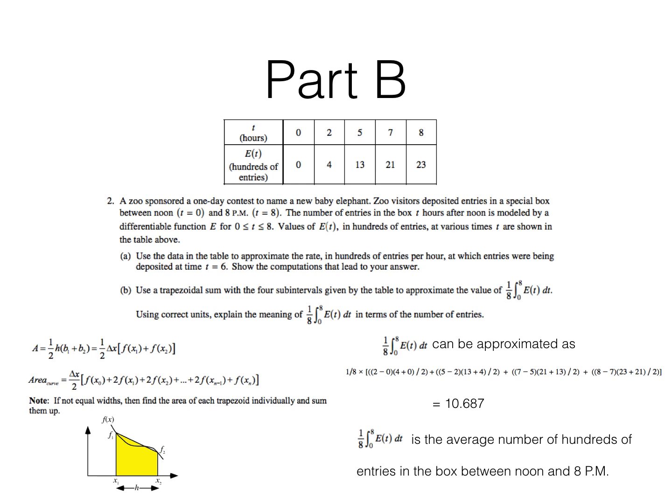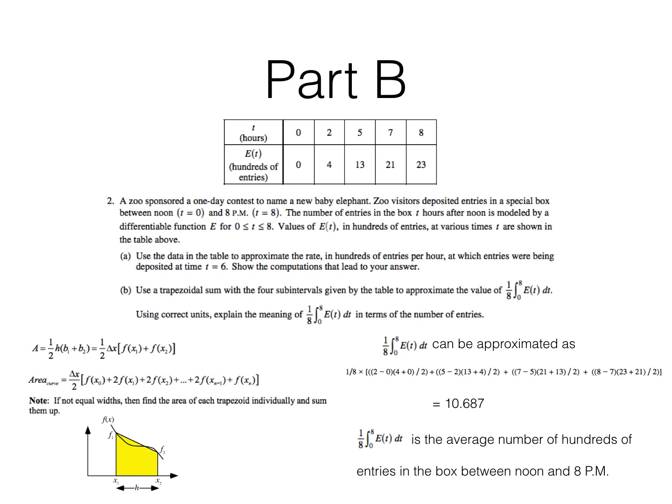Alright, part B: use a trapezoidal sum with the 4 subintervals given by the table to approximate the value of 1 over 8 times the integral from 0 to 8 of E of t dt. And using correct units, explain the meaning of 1 over 8 times the integral from 0 to 8 of E of t dt in terms of number of entries.